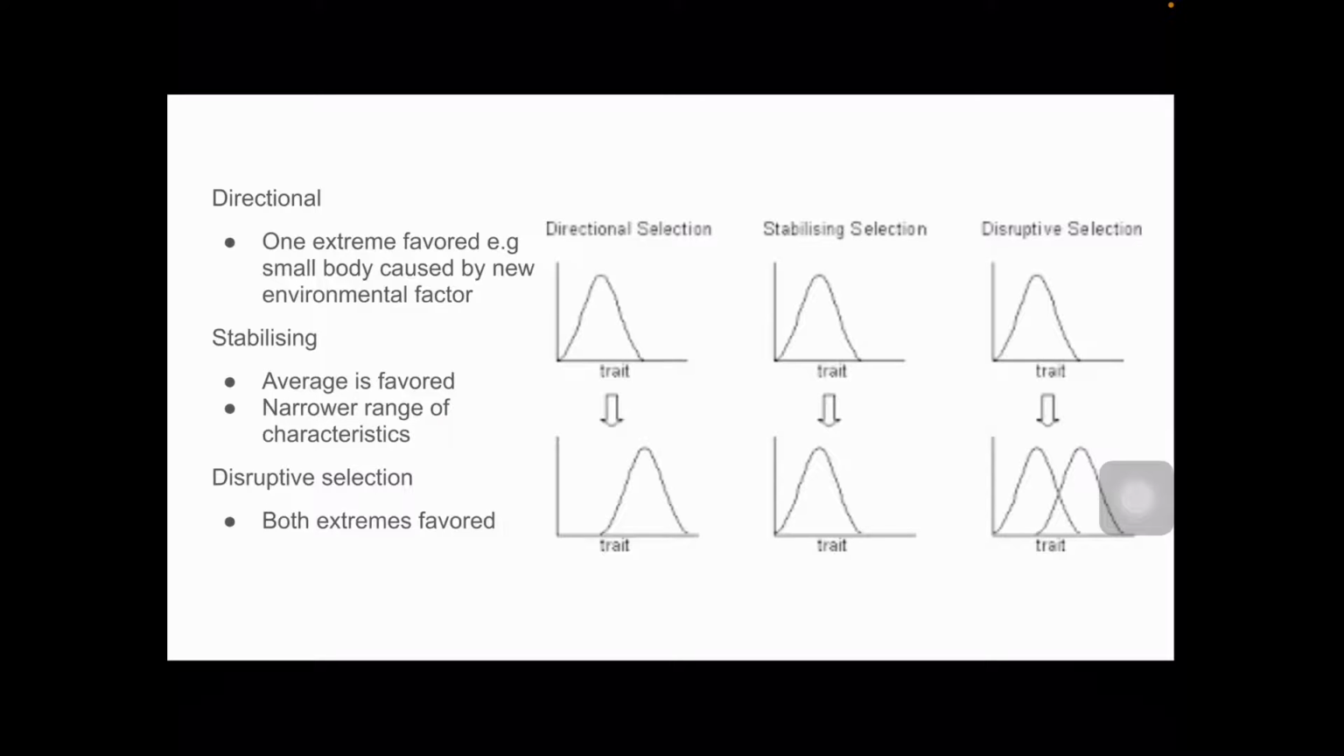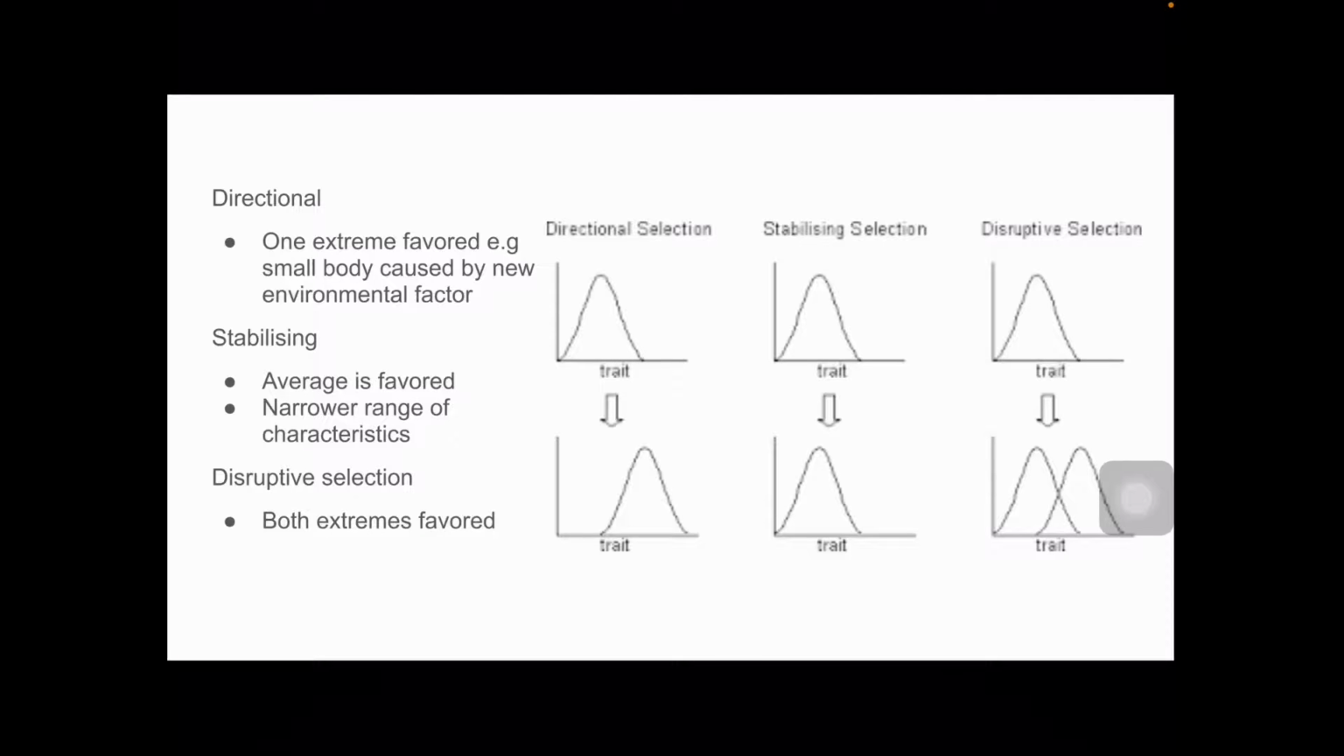Okay, so there are three types of selection pressure. It's stabilizing selection, in which the average is favored. In the case of body size, it's like average body, not too big, not too small. So the extreme sides, the left and right sides of the graph, are shortened. So they have a narrower range of characteristics overall.